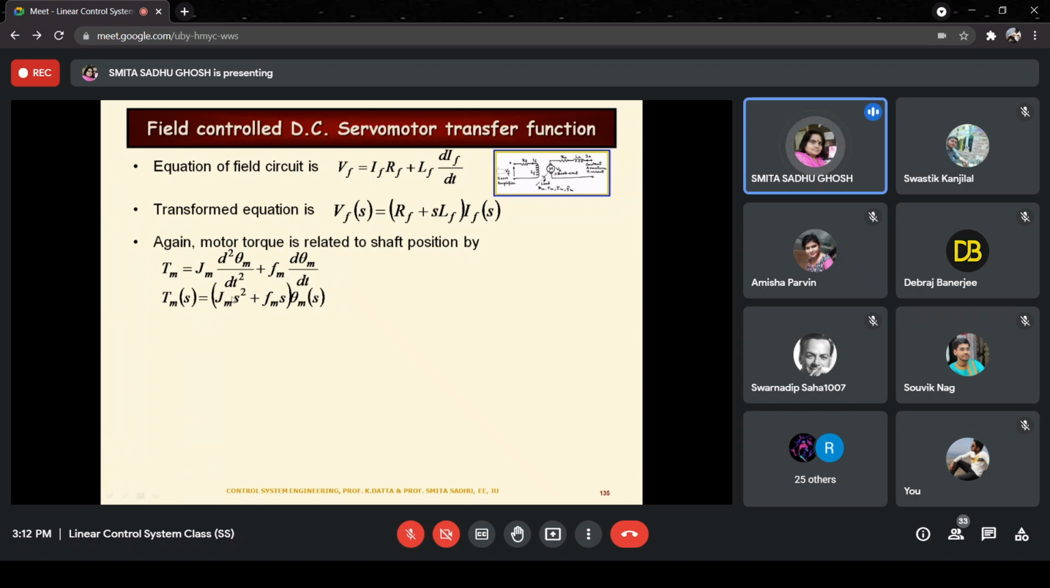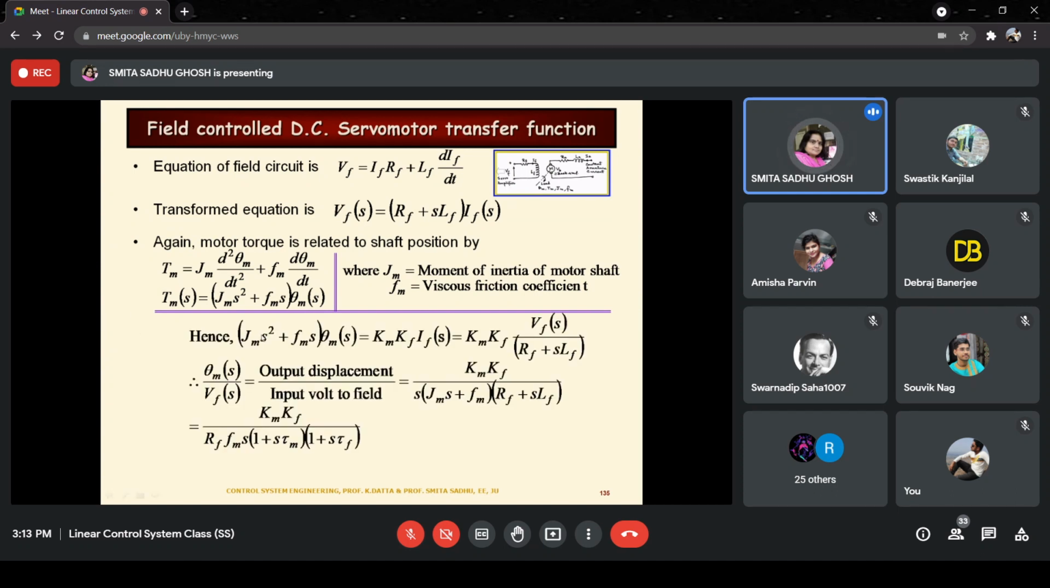Now, all the basic relations or expressions have been written. We now have a relation between VF and IF. We have another relation between TM and IF that was written on the previous slide, and then we have a relation between TM and theta M as well. So now we can substitute and rearrange to get a relation between theta M and VF, because ultimately that would give us the transfer function.